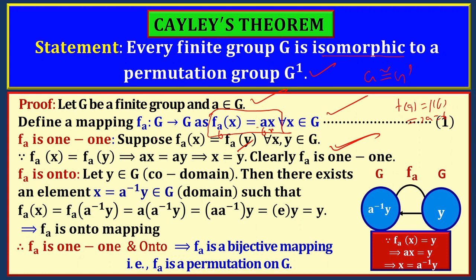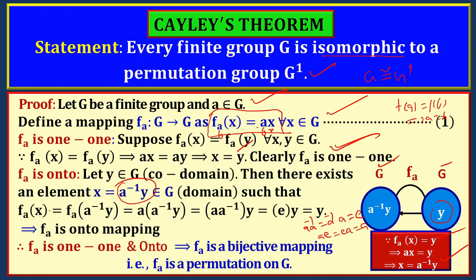Second one, f_a is onto. By definition of onto, every element in the codomain has a pre-image element in the domain. Here G is the domain and G is also the codomain. Let y belong to G, the codomain. Then there exists an element x = a inverse y. Suppose f_a(x) = ax. By using 1, f_a(x) = ax = y. So multiply both sides by a inverse, and by the inverse property, a inverse a is equal to e. By the identity property, ae = ea = a. That is, x = a inverse y.